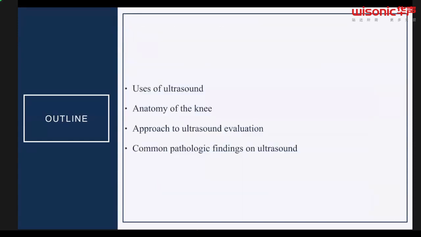So just a little outline of what we're going to be going over. We are just going to go over the uses of ultrasound first, the anatomy of the knee, the approach to the ultrasound evaluation of the knee, and then some common pathologic findings on ultrasound. And we'll go over that as we go.